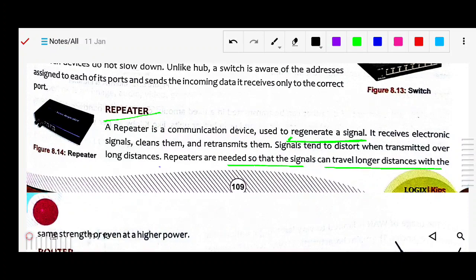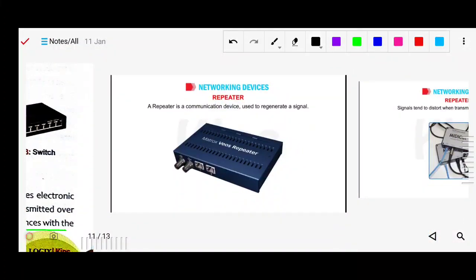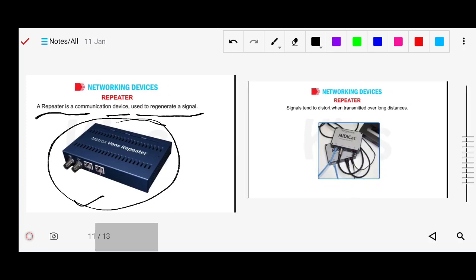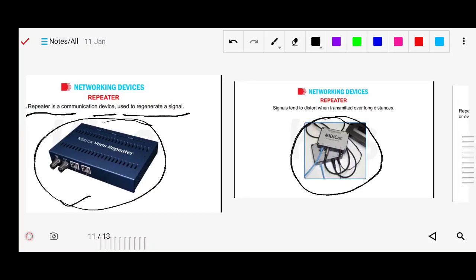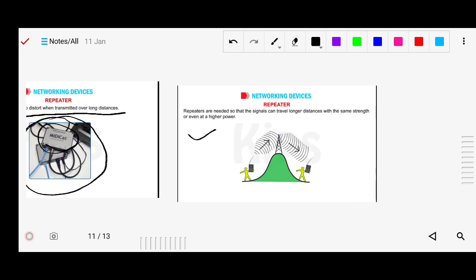Now you can see some pictures of repeaters here. A repeater is a communication device used to regenerate the signal. I think the set-top box you have seen is this kind of box. The set-top box behaves like a repeater too. You have seen this type of box with internet, TV DTH connections and cable connections. It retransmits the distorted signal over long distances. It will maintain the strength of the signal, so that signals can travel longer distances with the same strength. Okay, so this is about repeaters.